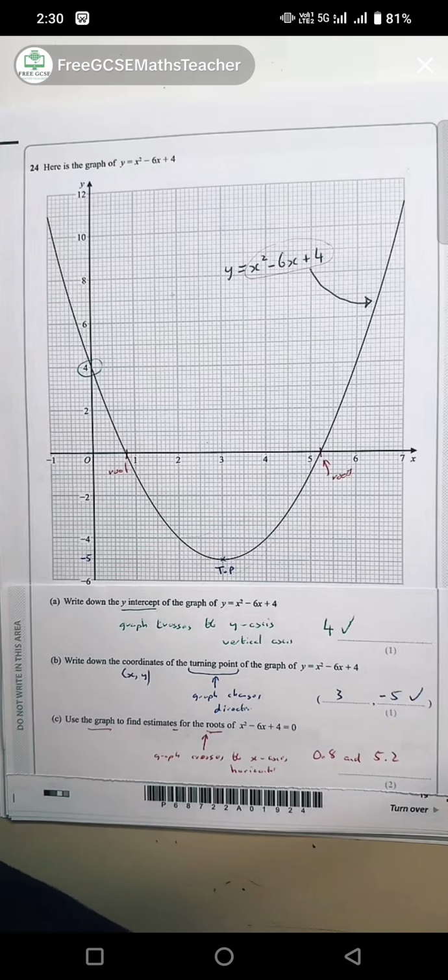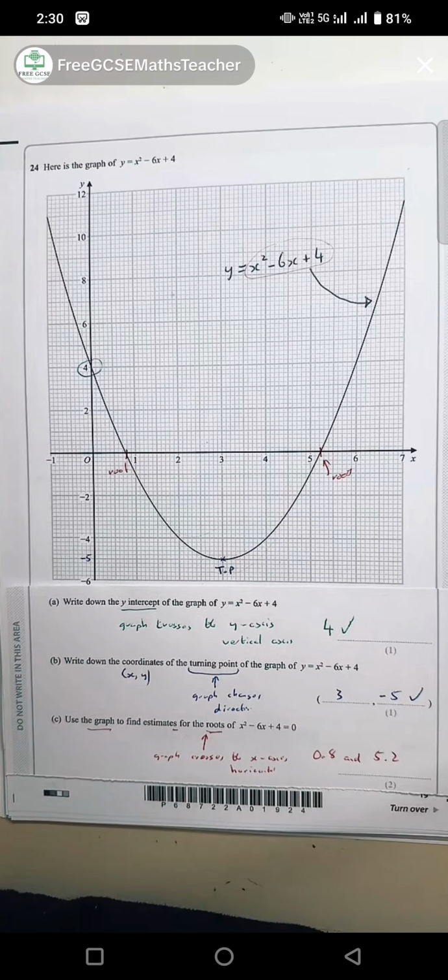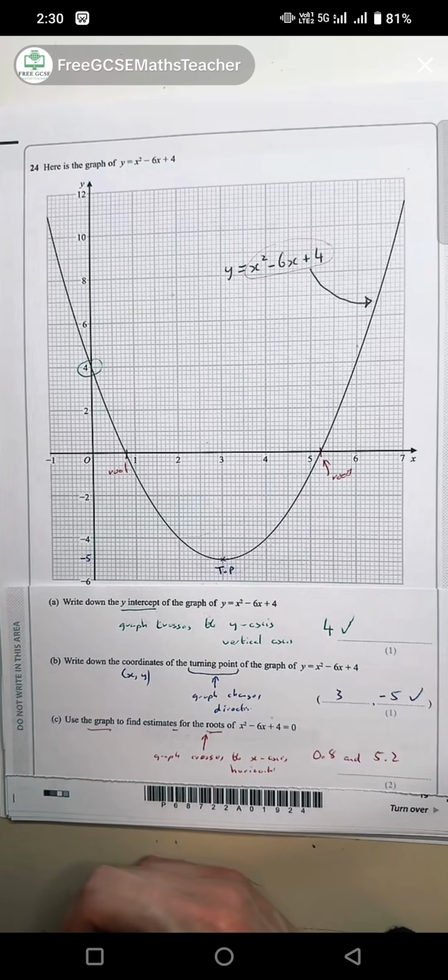There will be a range. So there will be a range of answers. So if you wrote something between like 0.7 and 0.9, you'd be fine. And if you wrote something between like 5.1 and 5.3, you'd be fine. So are we okay? So let us know in the chat.